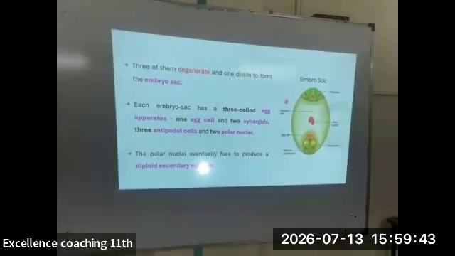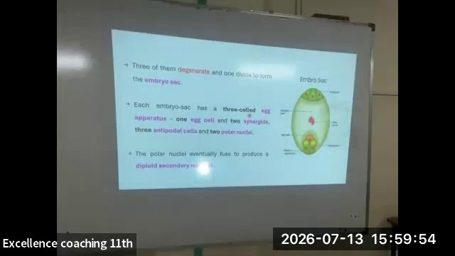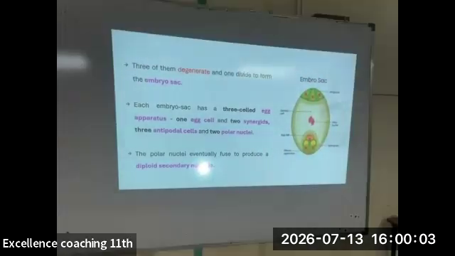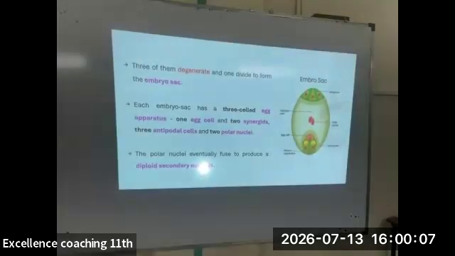This is the female part, the embryo sac. So what is present in the embryo sac? You can see the three-celled egg apparatus. Where is the egg apparatus here? This is the egg apparatus: 1, 2, and 3 cells.